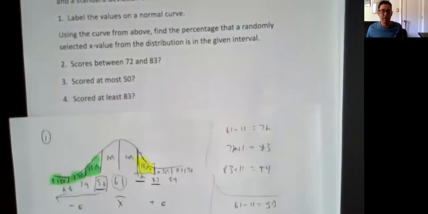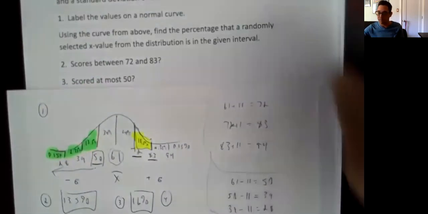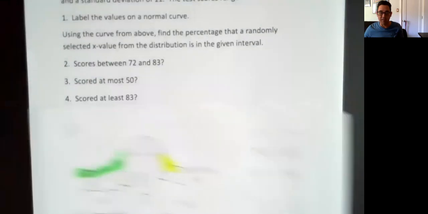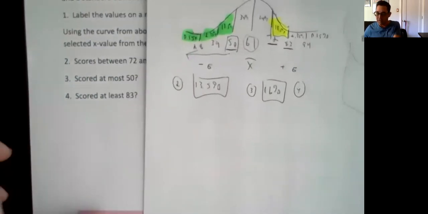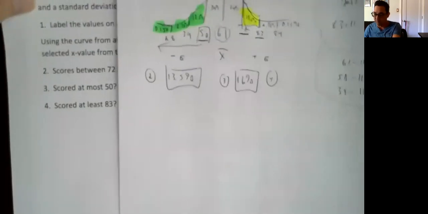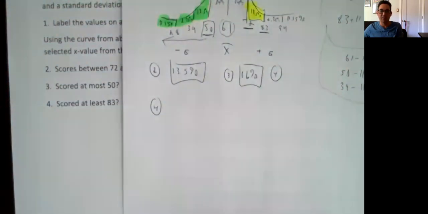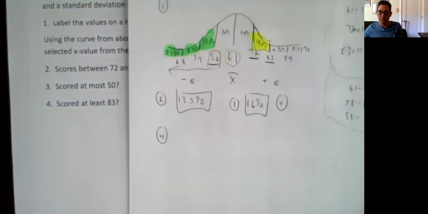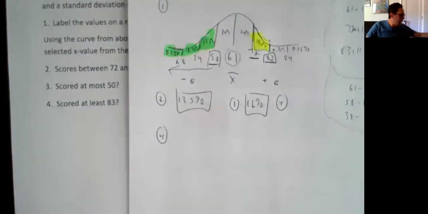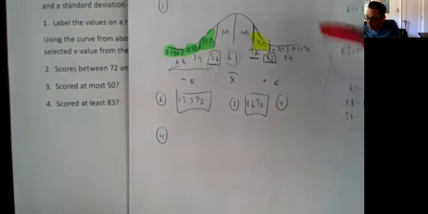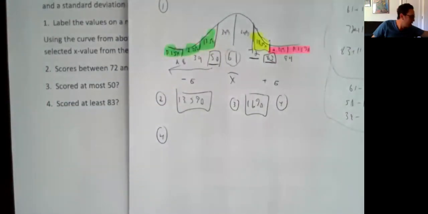All right, and number 4, at least 83. We're going to have space, so we'll squeeze it over here. Number 4, at least 83. So that means scores 83 or higher. So here's 83, and if it's at least 83, it's 83 or more. So that's all the scores in this range, right?